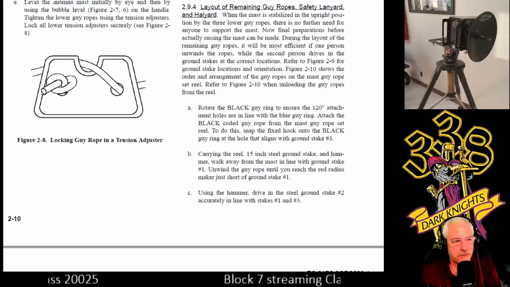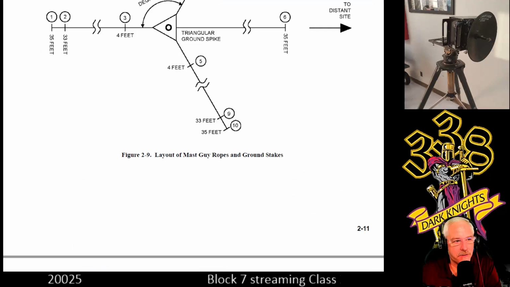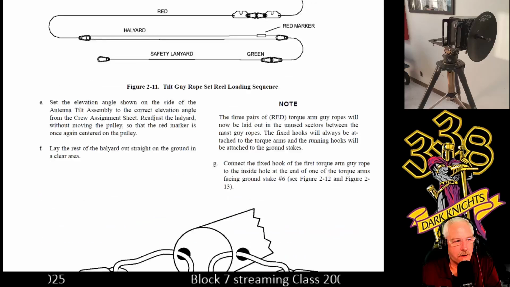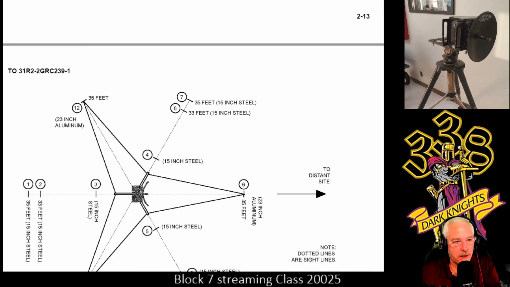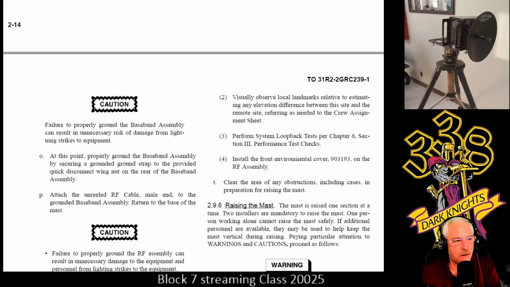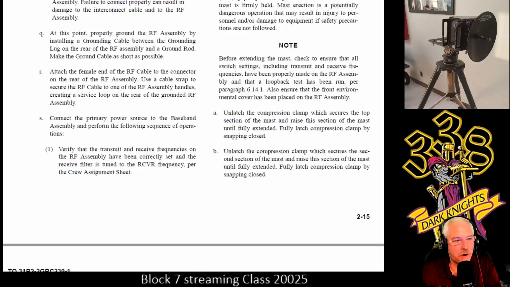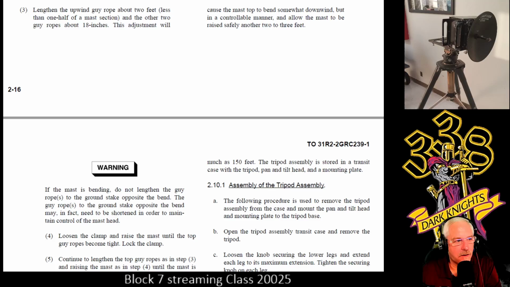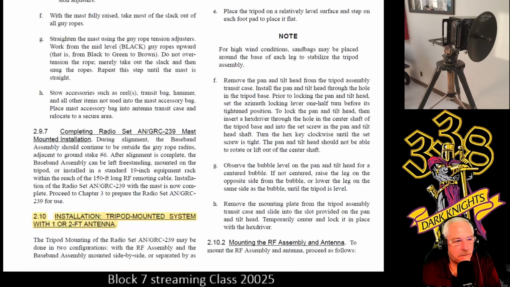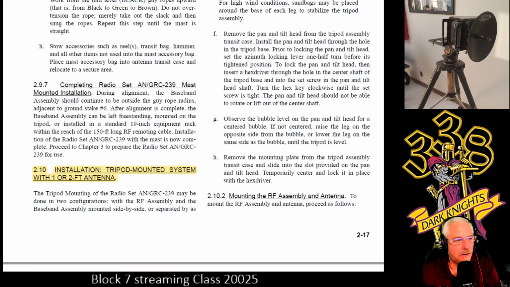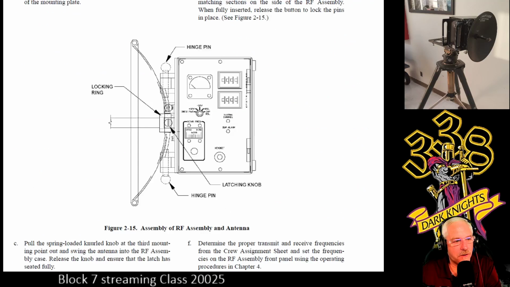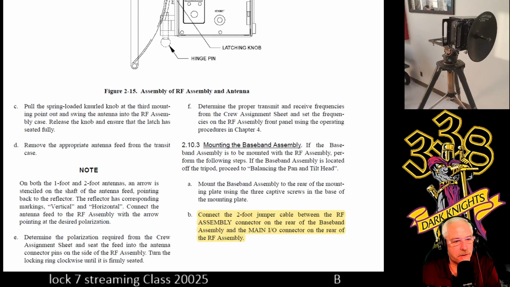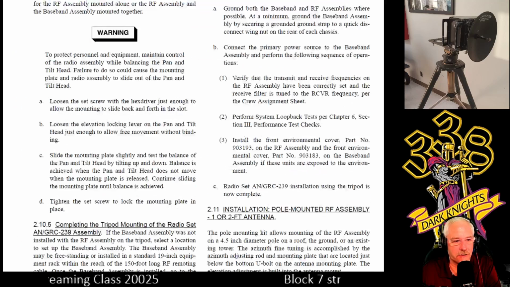And of course it has some more stuff about putting up the mast and how it comes off and goes down. Cautions and warnings. Again, the installation with the 1-foot or 2-foot antenna on the tripod. There's another 2-foot. So you can see where we have a lot of the 2-foot cables when you're attaching it to a tripod.